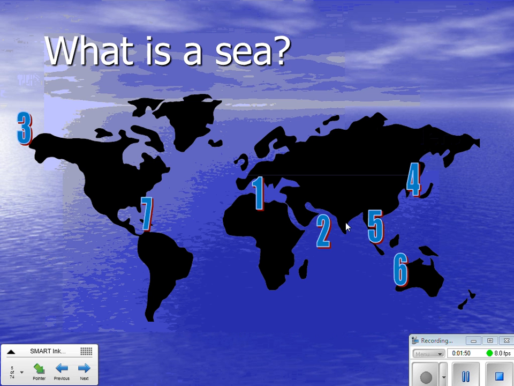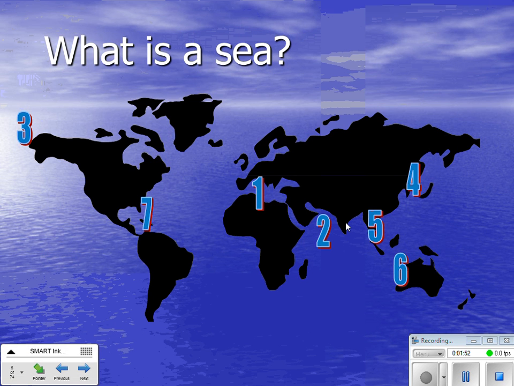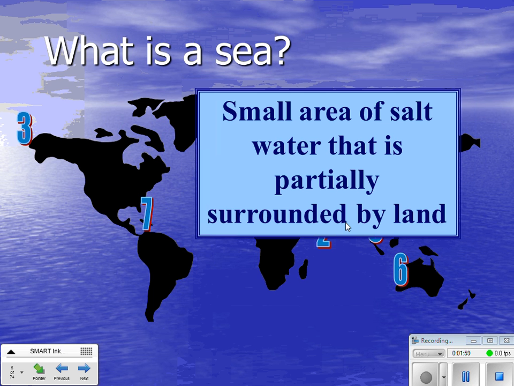And then seas. We have some main seas marked on here. Perhaps you know what their locations are. I won't ask you about the different types of seas though. A sea is a small area of salt water that is partially surrounded by land.